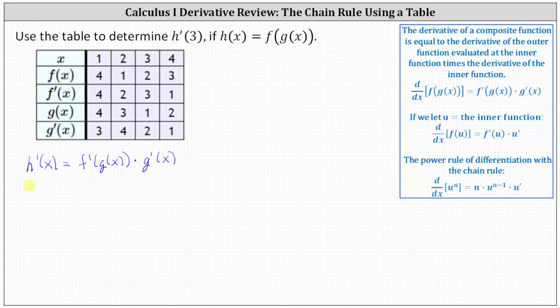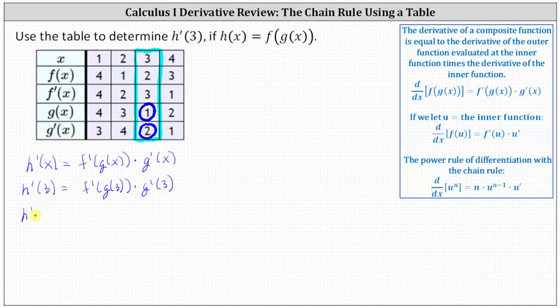And therefore, to find h prime of 3, we substitute 3 for x, which gives us f prime of g of 3 times g prime of 3. For the next step, we can determine g of 3 and g prime of 3 using the column for x equals 3, which is this column here. Notice g of 3, this inner function value, is equal to 1, and g prime of 3 is equal to 2.